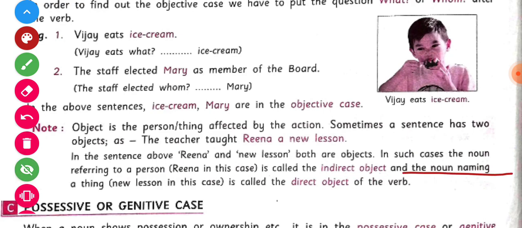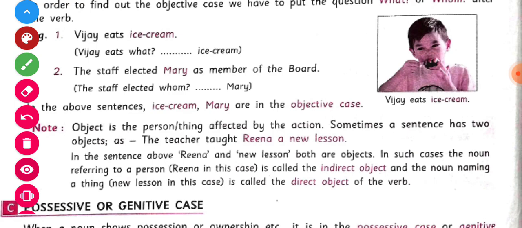And the noun naming a thing, new lesson, is the direct object. What is the thing here? The thing is new lesson. So this is the direct object. If you have two objects in the same sentence, how do you find which one is direct and which is indirect? See who the person is: the person will be the indirect object and the thing will be the direct object.